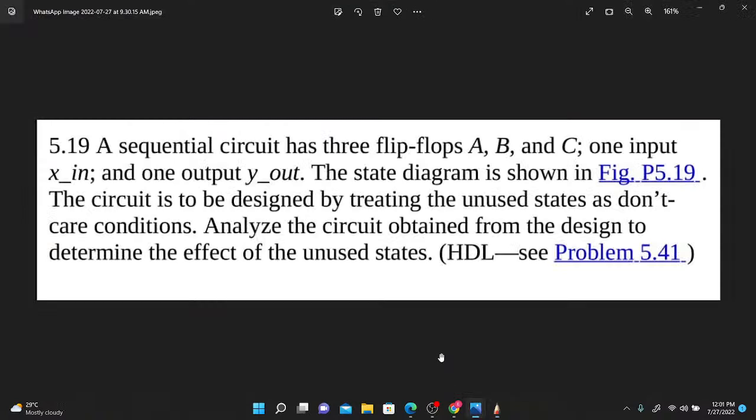Beautiful. Let's move. Analyze the circuit obtained from the design to determine the effect of the unused states. So the purpose of this question was to actually build a circuit. So let's take out the analyze the circuit part and then we'll get back to it later. So assume the question is that design and draw your combinational circuit.